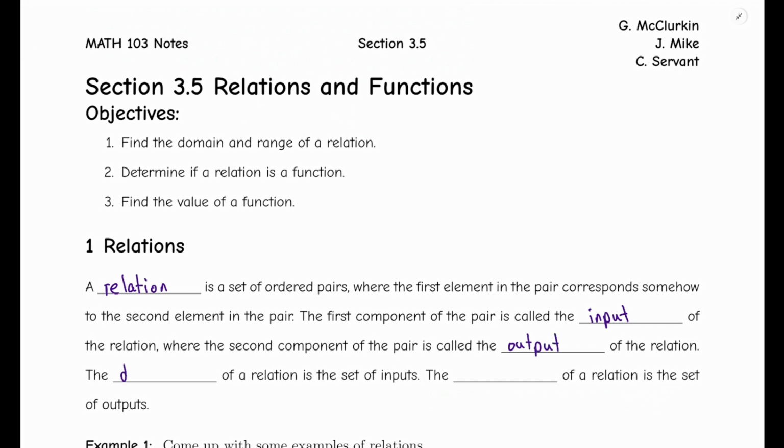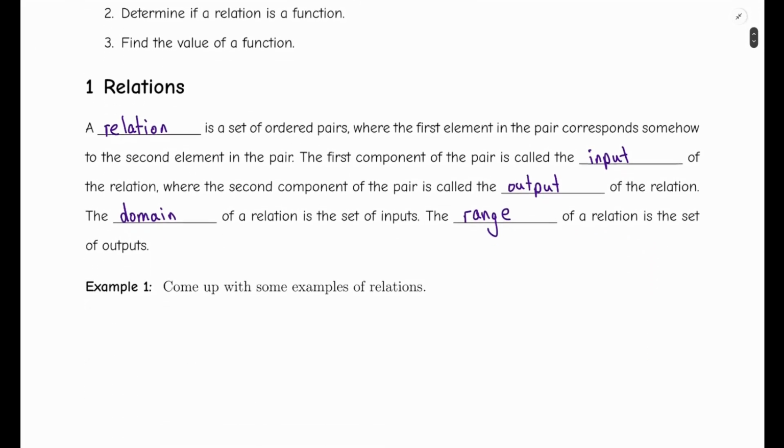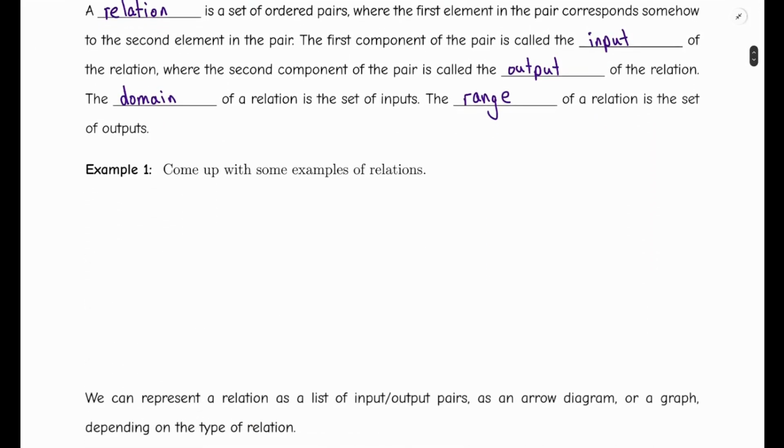The domain of a relation is the set of inputs. The range of a relation is the set of outputs. Come up with some examples of relations.